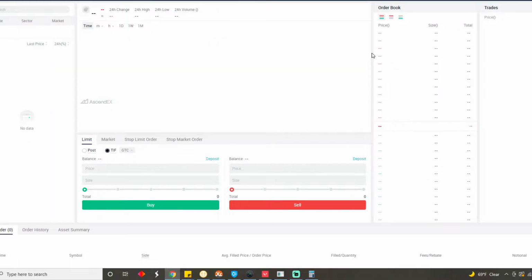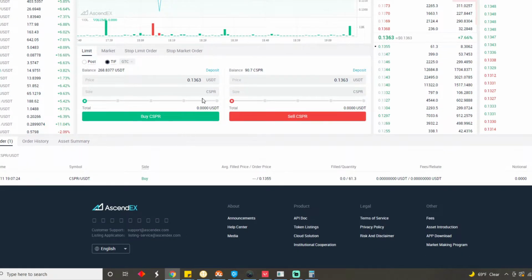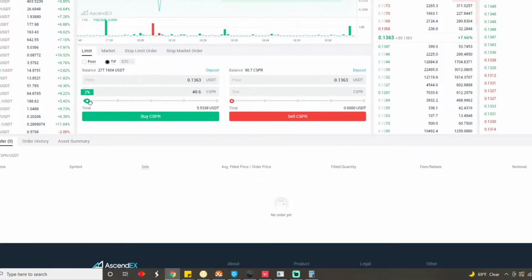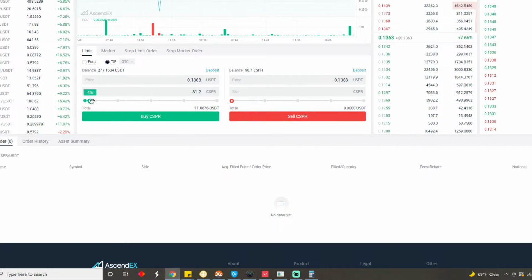Let me refresh it. As you can see here, the price is 0.1363. I already put an order at 0.1355, but let me cancel this. So we started with $288 divided by 30 days. Every day I have to buy with 9.6. Yesterday I bought with 11 and something. So today I'm gonna buy with some like $8 or something like this. Let me say $8.3, because yesterday I bought with $11.25 or something like that.